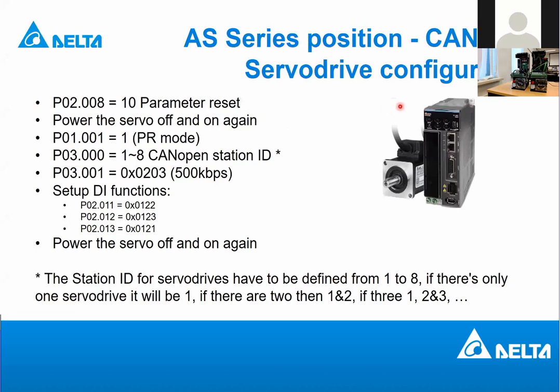So let's start. First of all, we are going to start with the configuration of the servo drive. We are going to reset the servo drive. To reset it, we write into parameter 02008, and the drive will be reset. Once that is done, we'll power off the servo, and then power it on again. I will swap my screen.